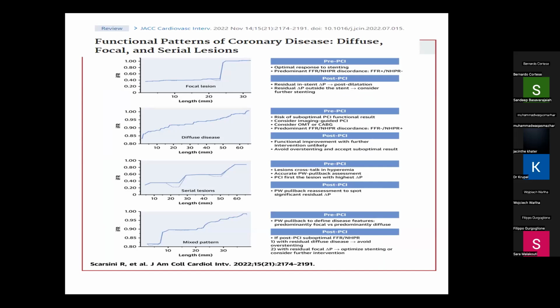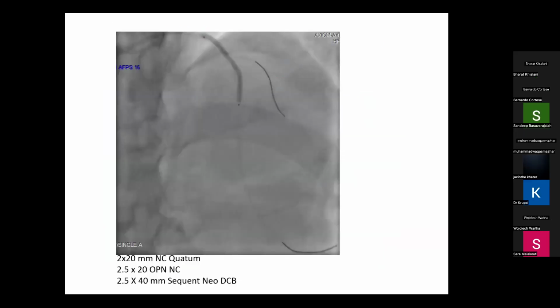Thank you, sir. So this is another review article, which has given how to treat the focal lesion, serial lesions and diffuse disease. In case of diffuse disease, the functional improvement may not be great even after PCI, and we should avoid overstenting. And that's what we tried in this case. We just did balloon dilatation of the proximal and mid part of the LAD, initially with NC Quantum and then with Sequent DCB balloon.